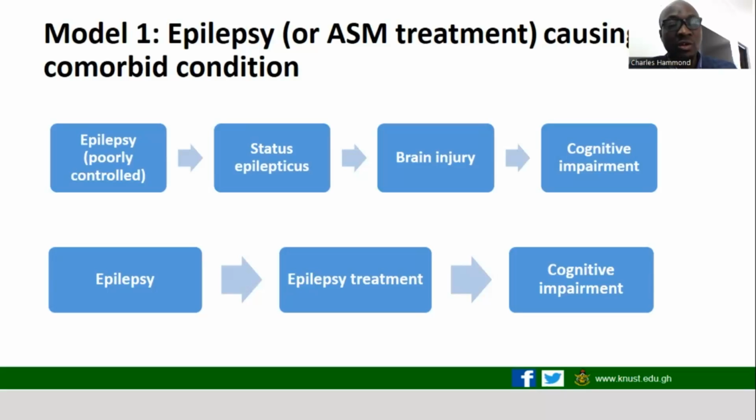The other way around it, if you are looking at the treatment with anti-seizure medication, is that you have epilepsy, you put the patient on anti-seizure medication, and the anti-seizure medication causes the cognitive impairment. So this is the situation where the epilepsy, or its treatment, leads to the comorbid condition.